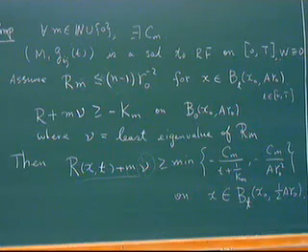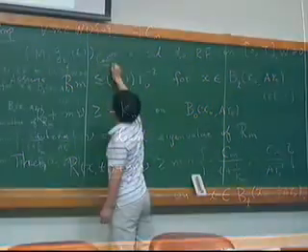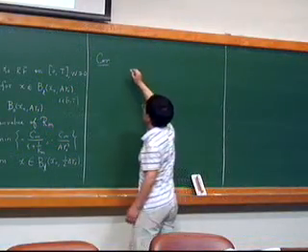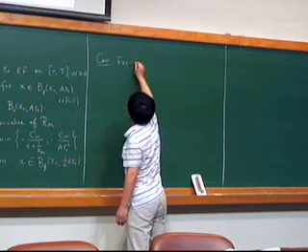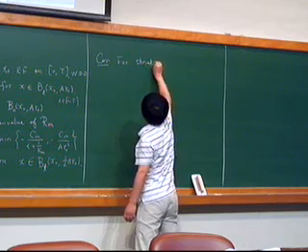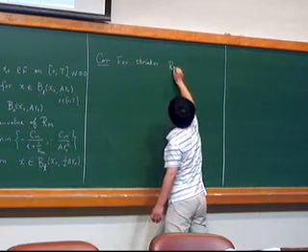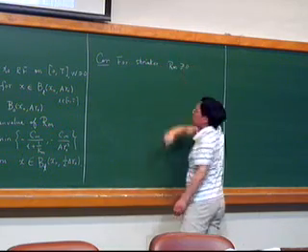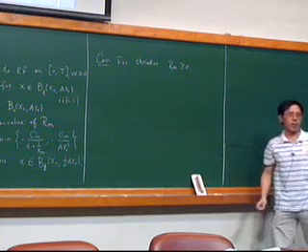So as a corollary, for shrinker, Rm is non-negative because it is an ancient solution.